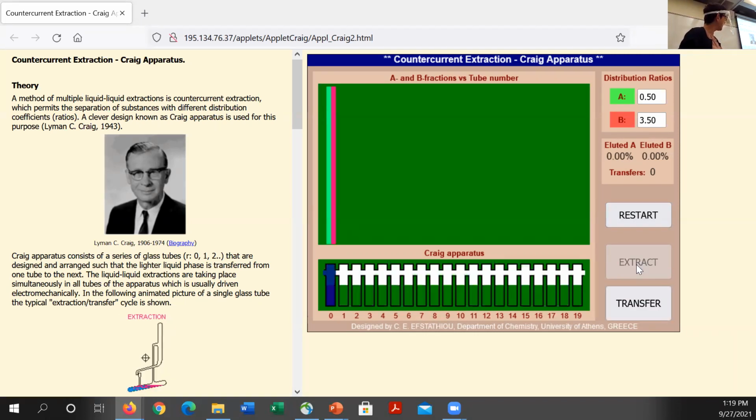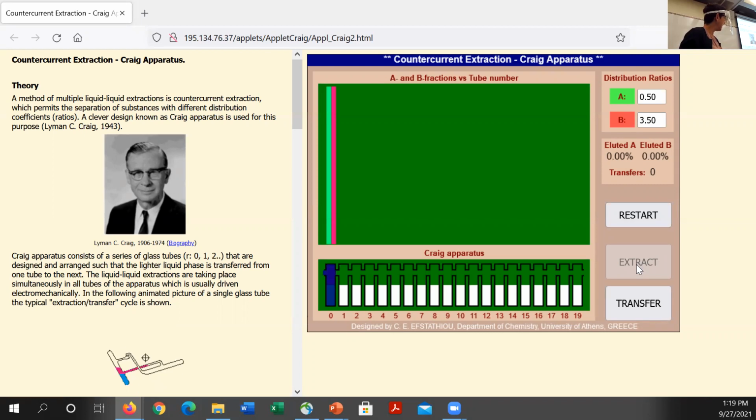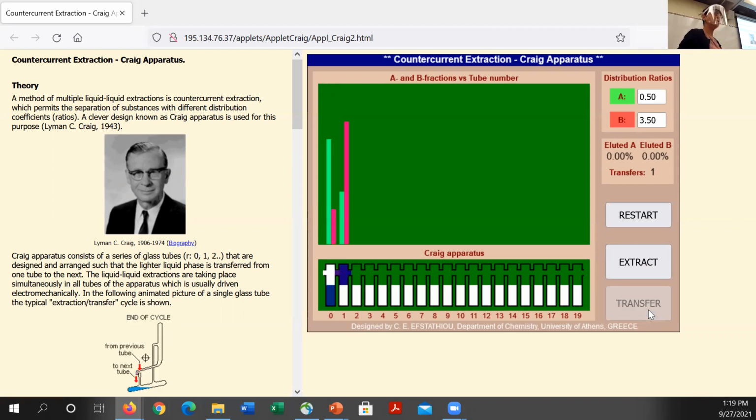Let's extract and transfer. All right, what do you see happen? So now in here, I still have more of my A here and more of my B in the second tube, but they're still not separated. There's still some mixed here and some mixed there.